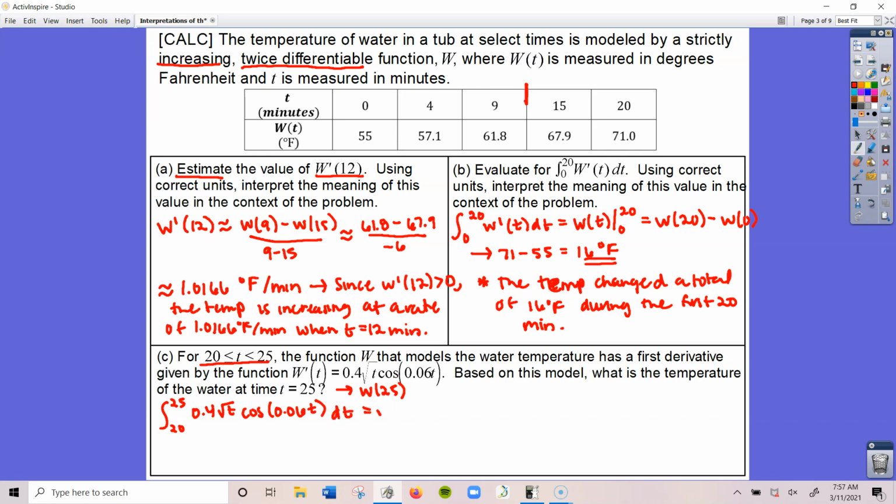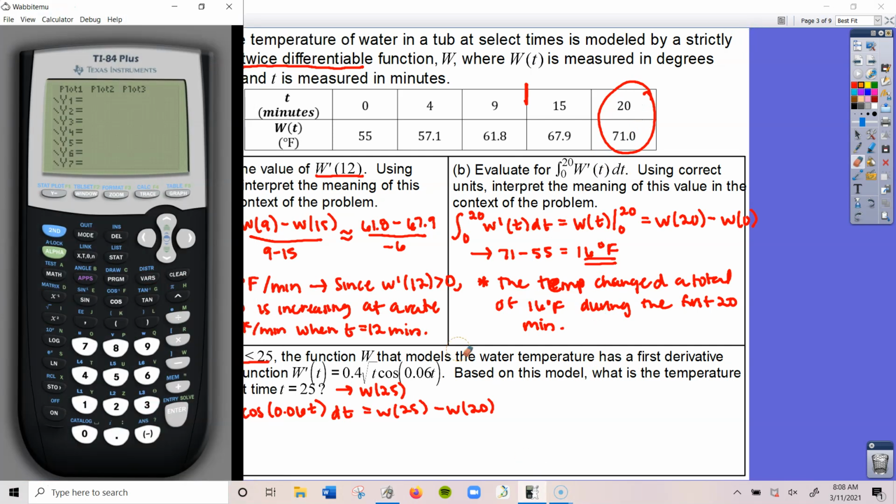And that's going to equal to W of 25 minus W of 20, which the good thing here is that we are given W of 20 in our chart. So once we get this value using the calculator, we make it equal to W of 25 minus W of 20, which is 71.